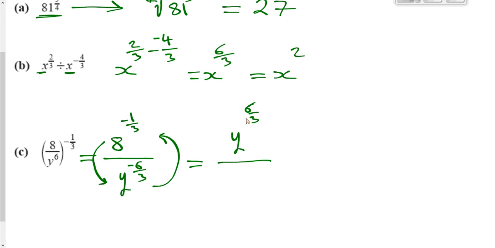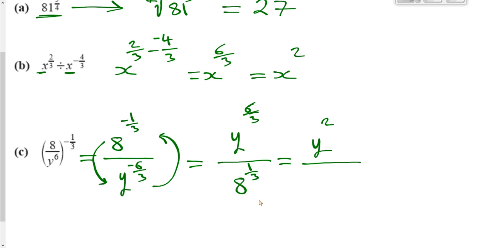So it's 6 over 3, and we're going to have 8 to the power of 1 over 3. Now with the y, again with this fraction, I can simplify this, so that becomes y to the power of 6 divided by 3, which is going to be 2.